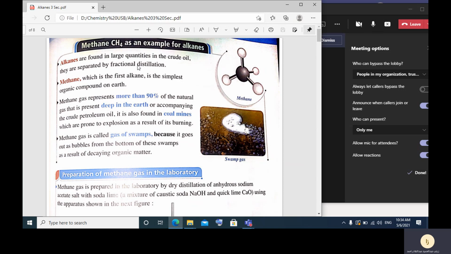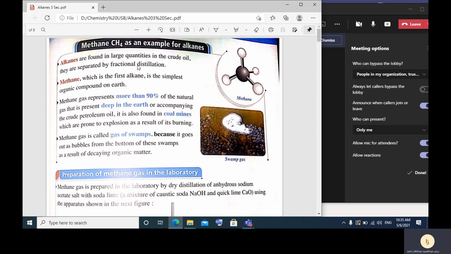If you have two miscible liquids, or two liquids which are mixed together, we can separate them by using the boiling point. For example, if we have water and alcohol, you know that alcohol boils at 78 degrees centigrade and water boils at 100 degrees. So if we want to separate water from alcohol, we start to boil the mixture. The first substance which will evaporate is alcohol, then water. Alcohol will be vaporized at 78 degrees while water at 100 degrees. This is called fractional distillation.